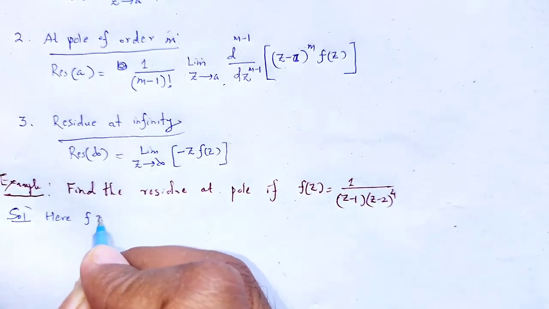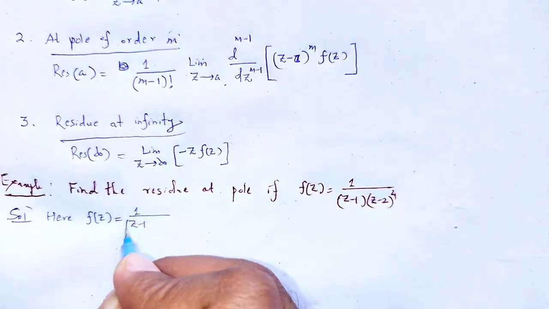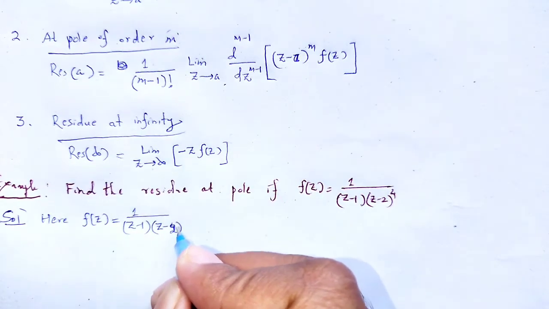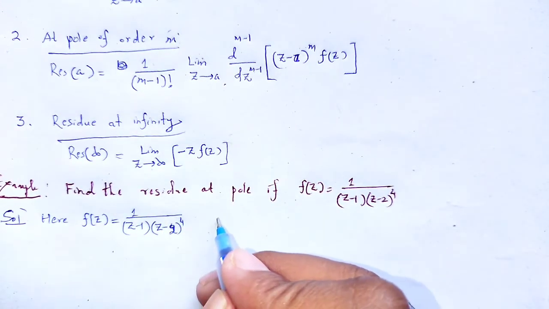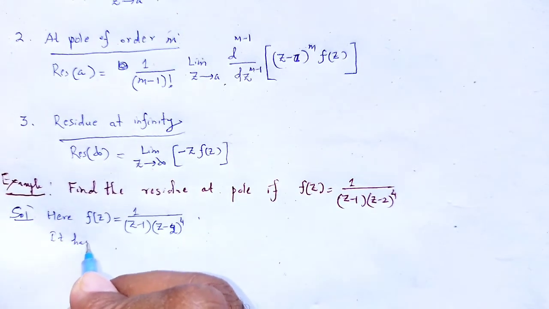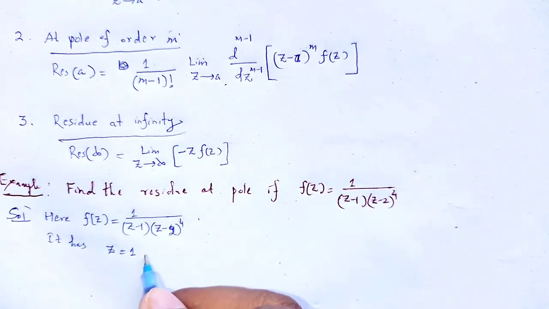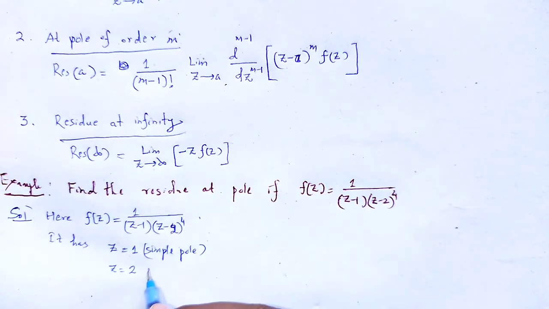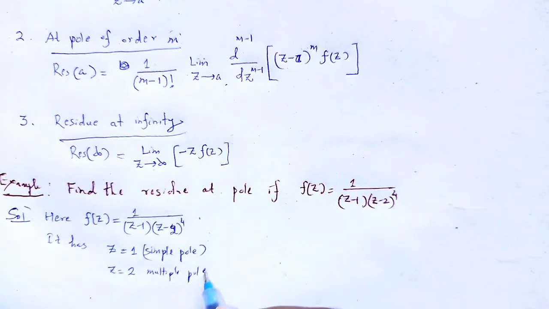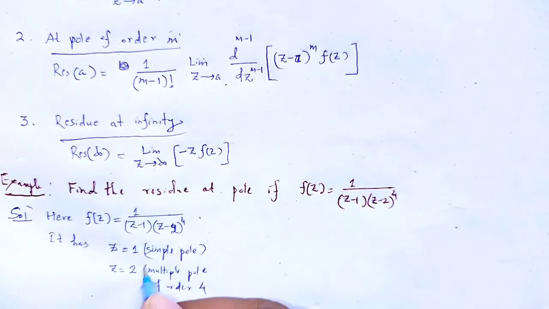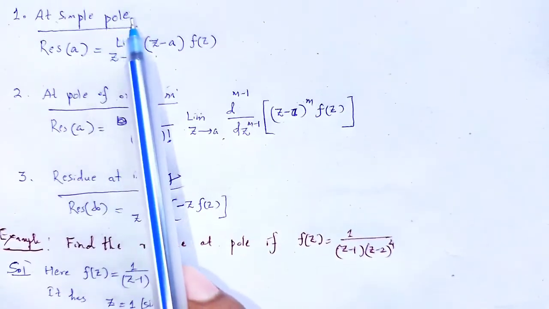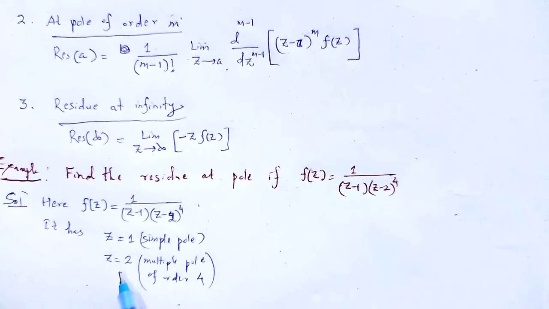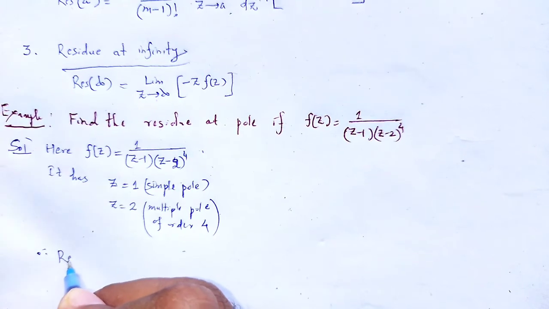Here f of z is equal to 1 divided by (z minus 1)(z minus 2) to the power 4. It has z equal to 1, which is a simple pole, and z equal to 2, which is a multiple pole of order 4. By using the formulas for a simple pole and a pole of order m, we can easily evaluate the residues at these given points. Therefore, first the residue at 1.